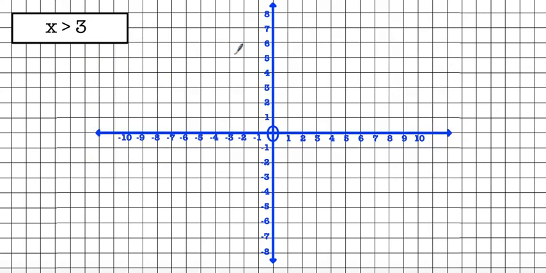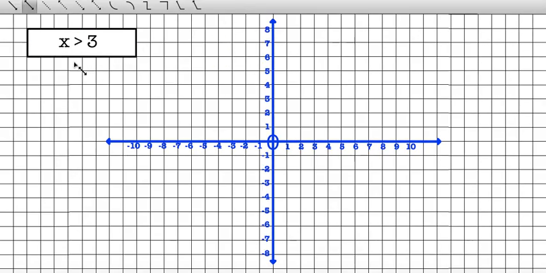So here we have x is greater than 3. So we're going to graph this as we normally would. But because it's x is greater than 3, we're going to use a dotted line.